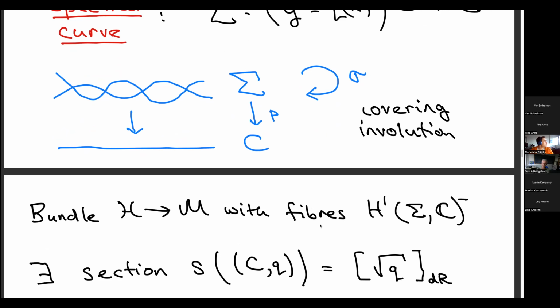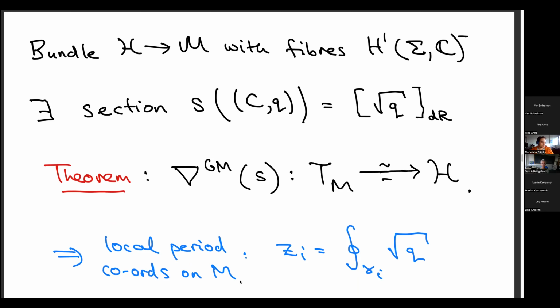Okay. So that's all a very fancy way of saying what people would usually say, that there are local period coordinates on this space M. Remember, M is parameterizing a curve with a quadratic differential, and you get local coordinates on that by choosing a basis for this homology group here, and integrating the square root of Q. You see, the square root of Q becomes a well-defined one-form on the double cover, and you can integrate it around the homology class and get a number.